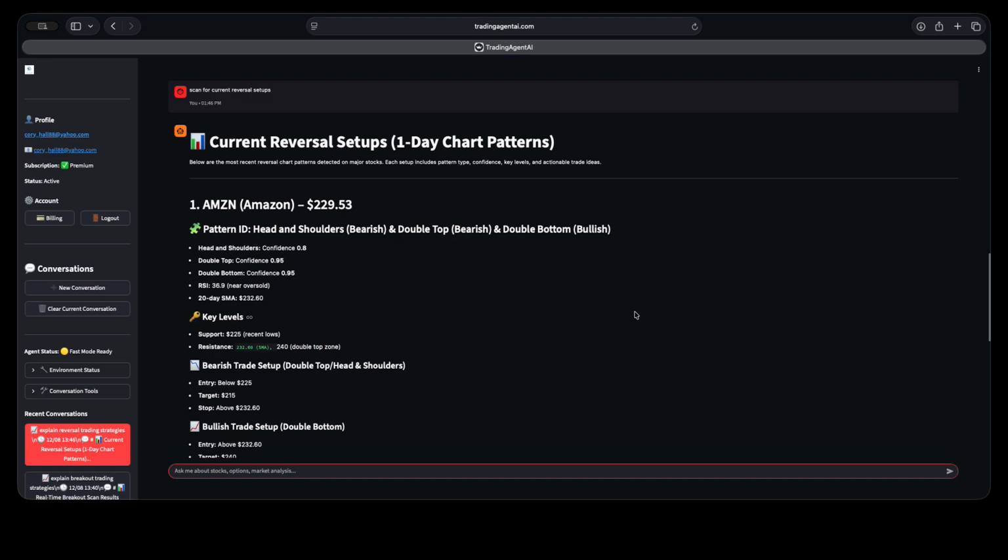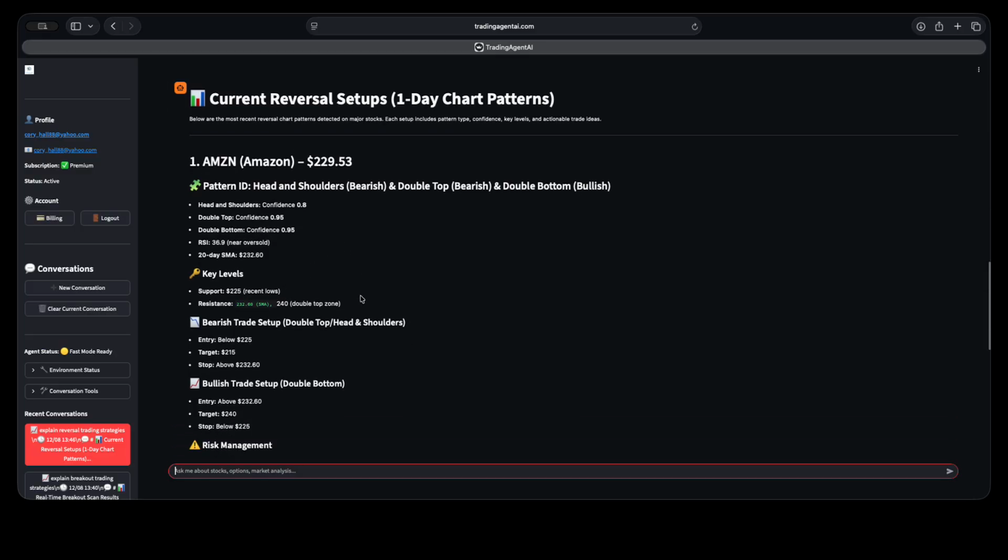Amazon. We got two bearish chart patterns and a bullish chart pattern on Amazon right now. And this is very important because multiple chart patterns can occur on the same stock at the same time. And this is very, very important to know. So let's go through this because this is interesting. For Amazon, we got a head and shoulders with a confidence of 0.8 or 80%. Double top confidence is 0.95 and the double bottom is 0.95.